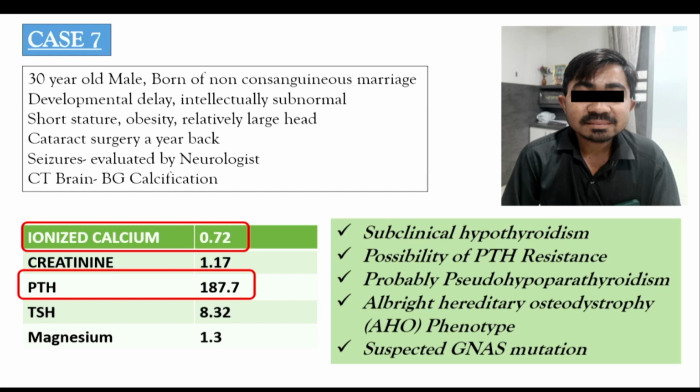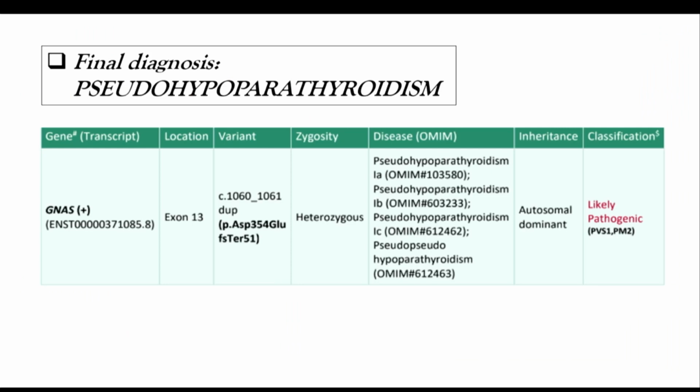PTH is high, calcium is low, so there is a possibility of PTH resistance. And he also had short stature, obesity, and a relatively large head. These are the features of the Albright hereditary osteodystrophy or AHO phenotype. So we suspected a GNAS mutation and sent his genetics. It turned out to be positive. It was a GNAS mutation, heterozygous. So this is a case of pseudohypoparathyroidism. Again, he will require lifelong calcium and calcitriol.